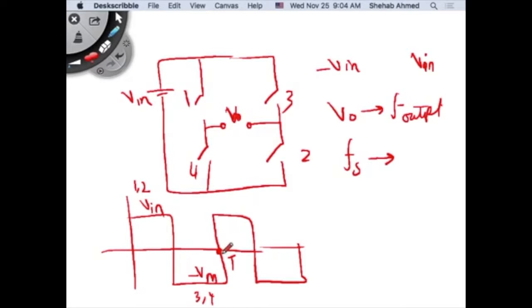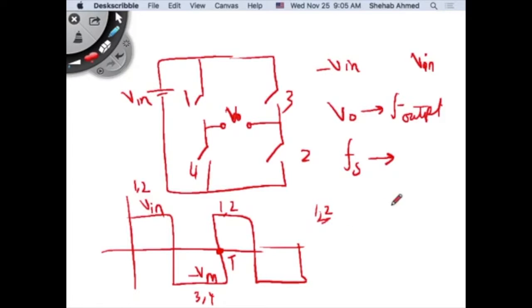This is my output waveform. I'm operating switch 1 and 2 here, then here, then here. So what's the switching frequency of switch 1 and 2? It's the same as the output frequency. It's happening one time every switching period, so it's the same as the output frequency. You agree or not? Guys, come on. Why not half?